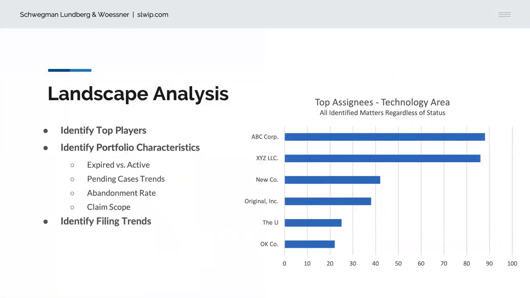So once you've completed the review step and tagged the patents, if you're doing a manual review, you can use that information in performing the analytics. So here, a landscape analysis can help in identifying top players in a technology space, key portfolio characteristics, filing trends. Here we're just showing you a high level ranking of the top assignees in a particular technology space. At this high level, it might not provide you much information. So you would want to break that down. So if you go to the next slide, please.